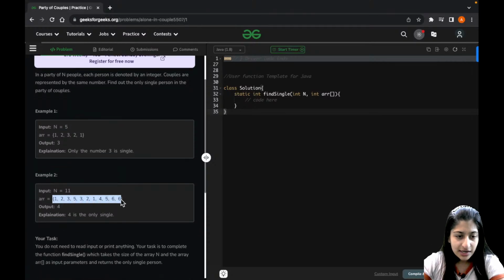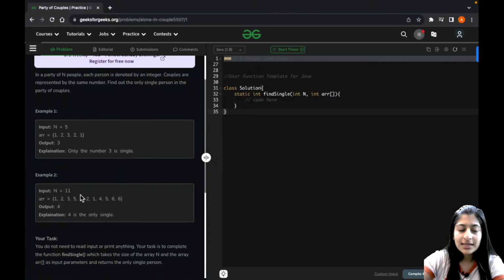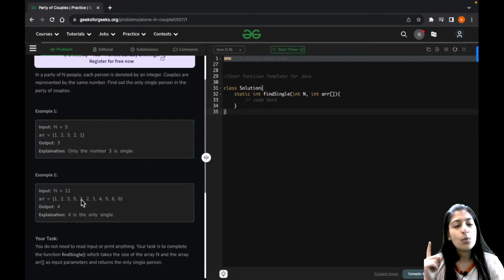Same goes for this array. If you check which integers are present in pairs, we have 1 1, we have 2 2, we have 3 3, we have 4 but no other 4. And the problem also ensures that you have only one such single person. There will be only one such person who hasn't come in a couple. So whenever you spot it, you have to return it.